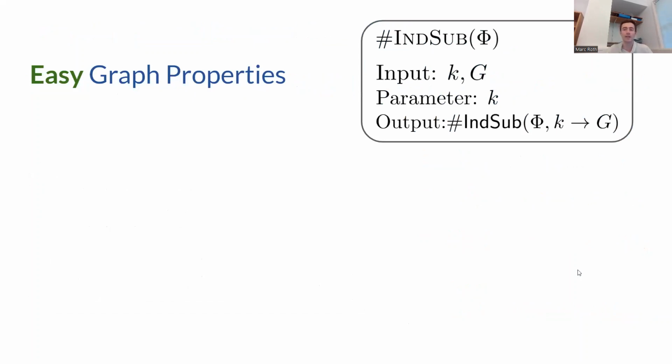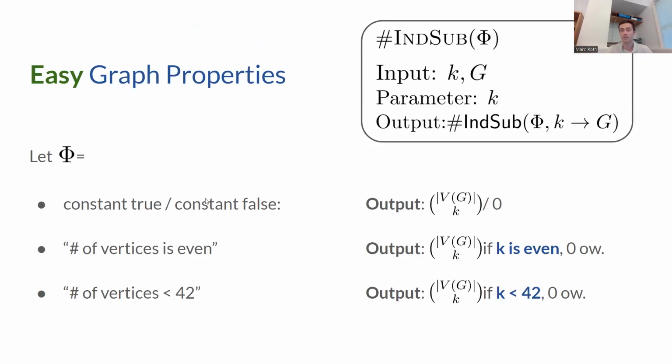Now let me give you some examples of graph properties that make the problem easy or even very easy. First, this is very boring, so if phi is the property of being either constant true or constant false, then this problem is trivial, because we either output the number of vertices choose k, or just 0. But also if we consider properties like having an even number of vertices, while this is not a trivial graph property, it still makes this problem trivial.